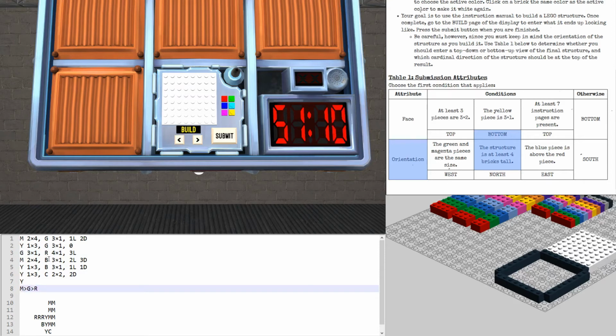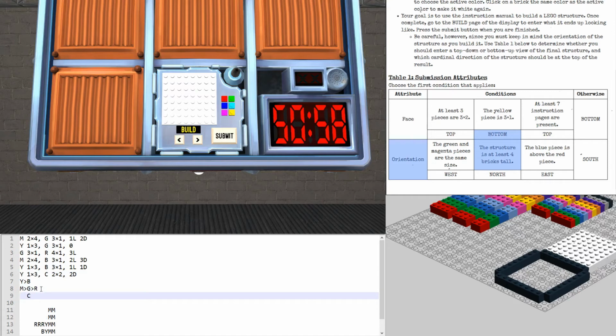Now, the blue is on the 2nd level because it is on top of the magenta, so blue is here. We already know that yellow is underneath blue, and finally cyan is on top of yellow, so cyan is also on the 2nd level. So the structure is only 3 bricks tall. This here is the bottom of the structure, and this is the top.